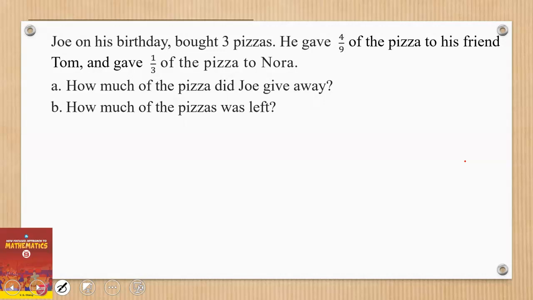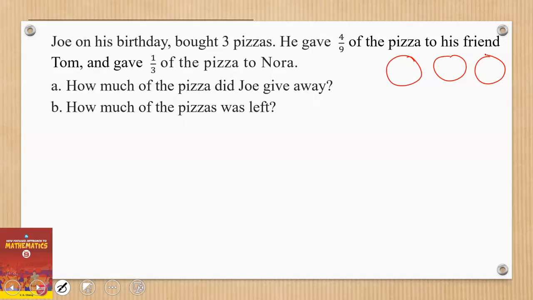So example 1 says that Joe on his birthday bought 3 pizzas. He gave 4/9 of the pizza to his friend Tom and gave 1/3 of the pizza to Nora. How much of the pizza did Joe give away and how much of the pizza was left? Okay, so let's assume that these are the 3 pieces. Now, all put together, he gave 4/9 and then 1/3 out.